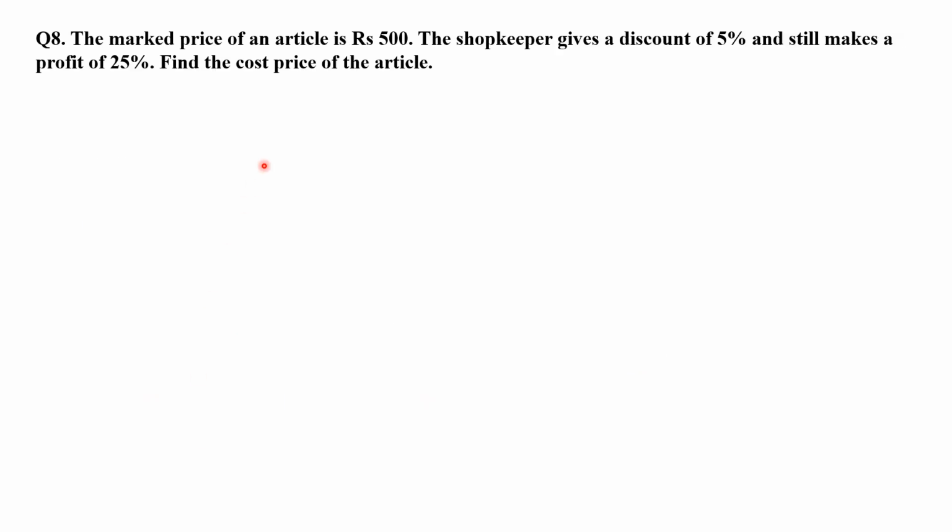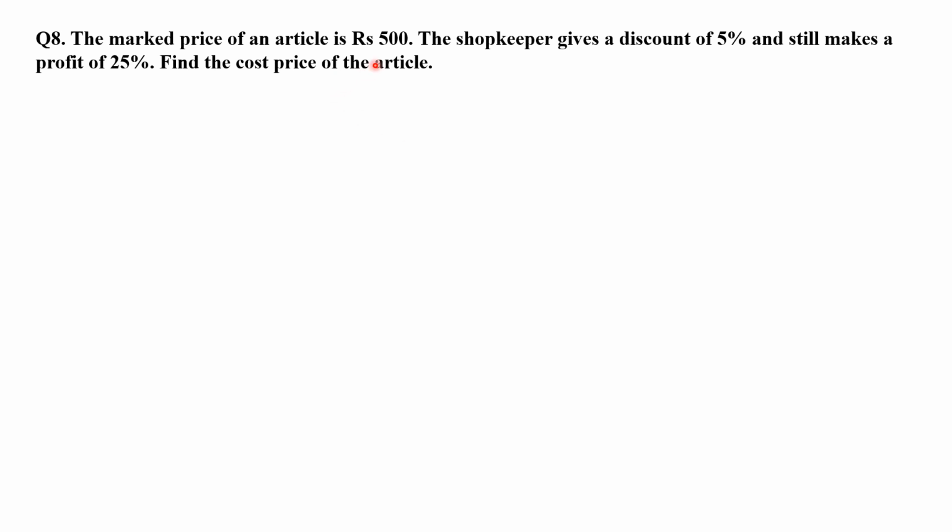Now question number 8. The mark price of an article is 500 rupees. The shopkeeper gives a discount of 5% and still makes a profit of 25%. Find the cost price of the article. So first of all, what and all information is given? Mark price of the article is given, discount is given, and profit is given. You have to find the cost price of the article.